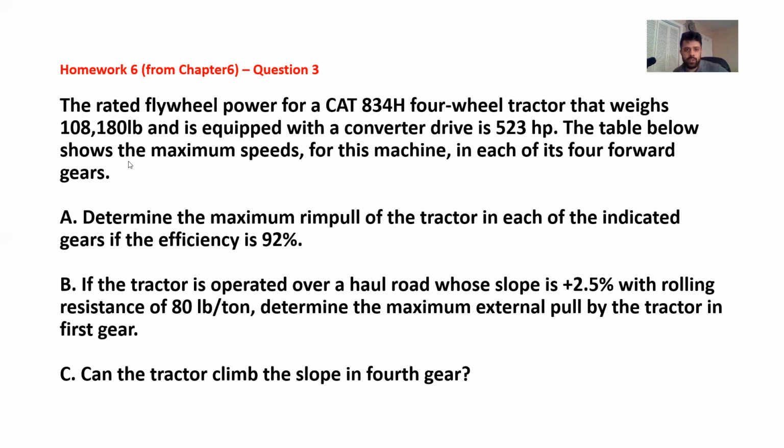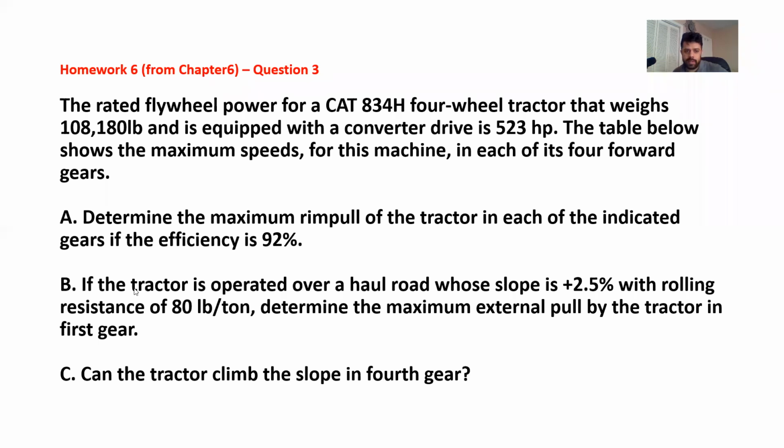The table below shows the maximum speeds for this machine in each of its four gears. Well, I didn't put the table here. It should be in the next slide. Determine the maximum rimpull of the tractor in each of the indicated gears. Well, for that, we also need the efficiency of the engine. It is also given as 92%. Okay, so we could do that.